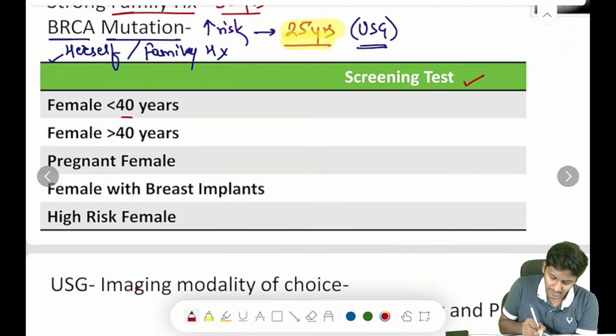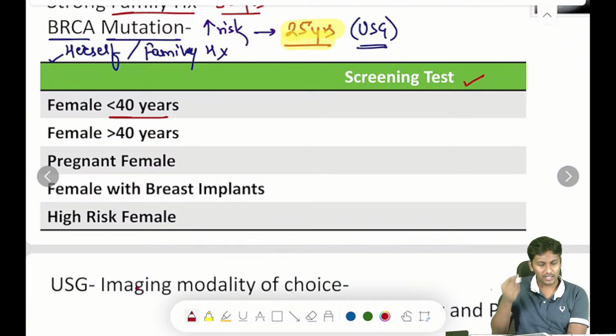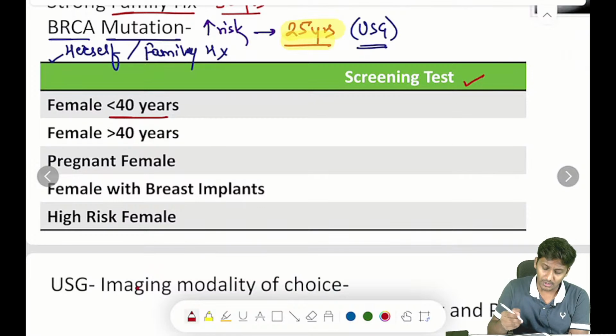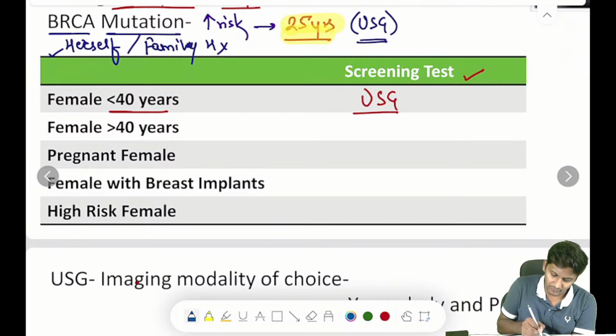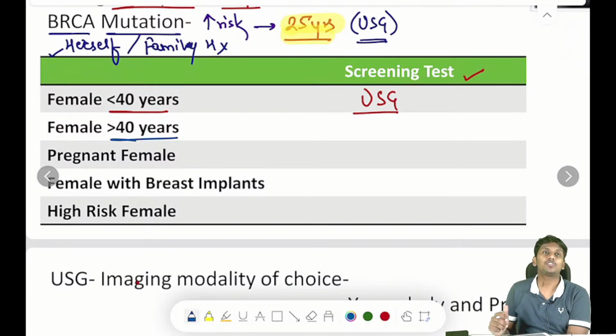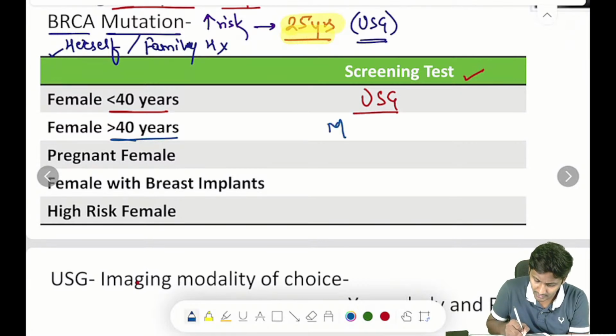Now, if the female is less than 40 years of age, as I've told you, young females have more amount of glandular tissue in the breast, so the screening test of choice in this patient is going to be the ultrasound. That you have to remember. Next important is, a female is more than 40 years of age, definitely we should have a cheaper technique as well as a technique which can tell us a lot about the breast cancer, that is nothing else but mammography. So definitely if the female is more than 40 years of age, we can easily go for a mammography itself.